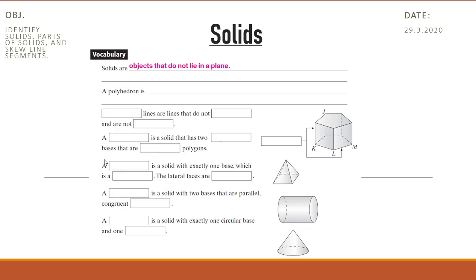A polyhedron is a solid whose faces are polygons. And as you know, only prisms and pyramids are polyhedrons. Skew lines are lines that do not intersect and are not parallel. Please mute your mic. Here we are talking about skew lines.